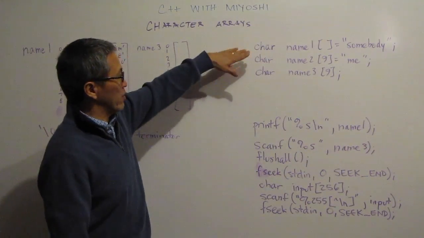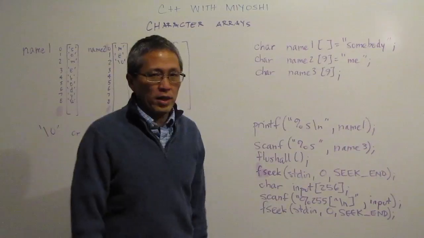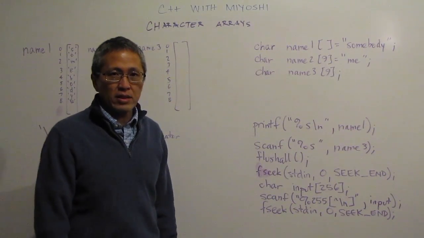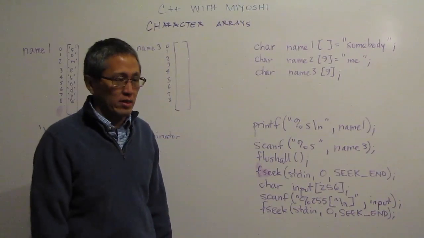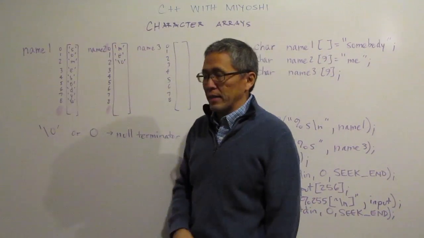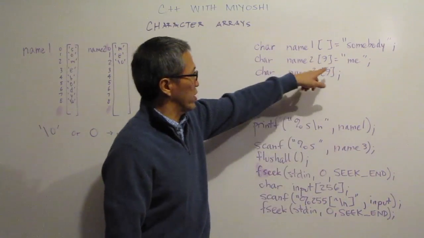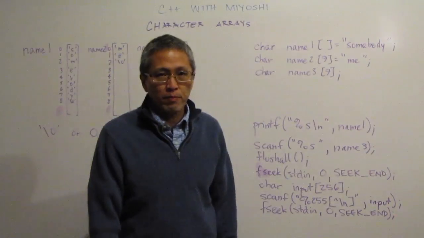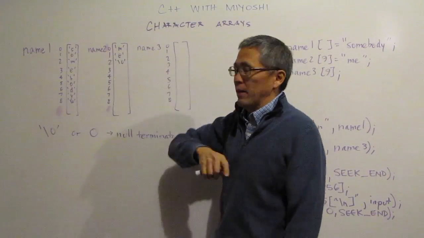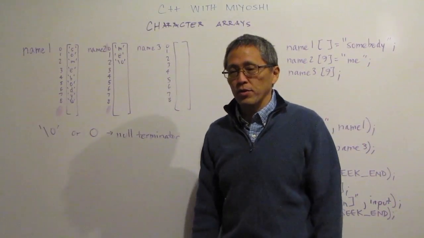So the second way we have here is char name2 with the square brackets with a 9 inside of it. This tells the compiler to save 9 memory locations. Again, they're going to be numbered 0 through 8, and they're going to have whatever we tell it to put in there. In this particular case, I told it to just put me in the memory locations. What happens over here in my memory is I have 0 gets the M, 1 gets the E, and 2 now has the null terminator.